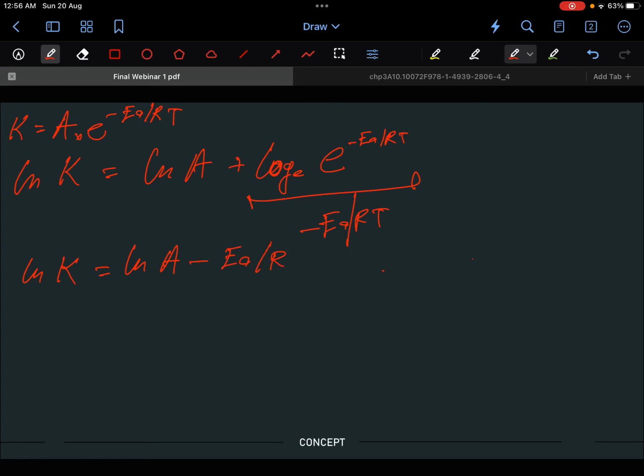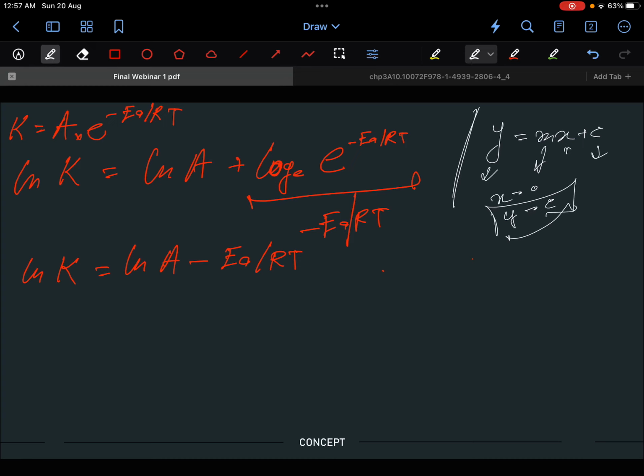Now we can convert this into the formula of a straight line. We all know from graph theory that the formula of a straight line is y equal to mx plus c, where y is the y coordinate, x is the x coordinate, m is the slope of the curve, and c is the y intercept. It is called the y intercept and not the x intercept, because if x equal to 0, y equal to c.